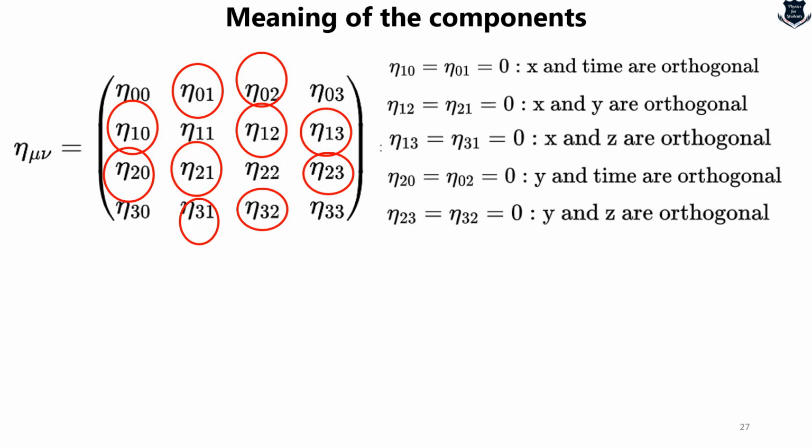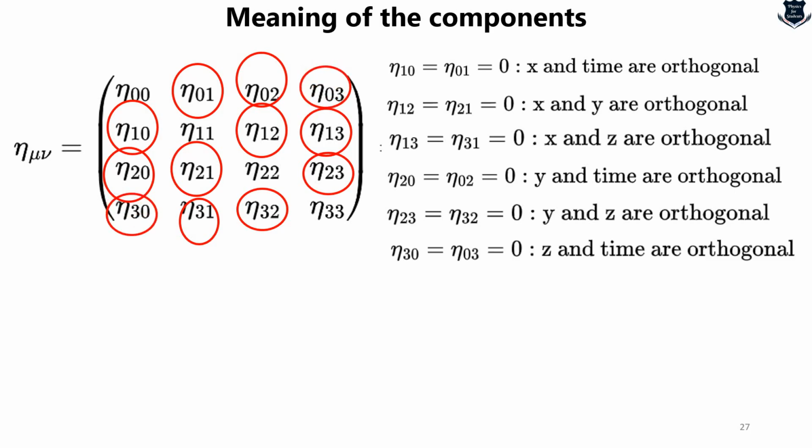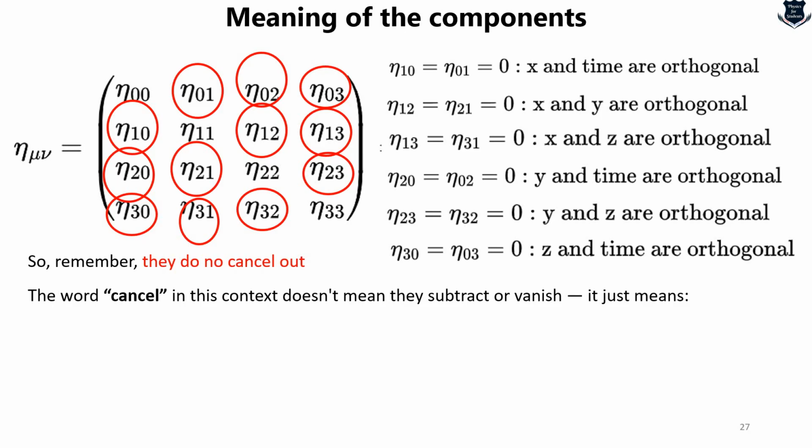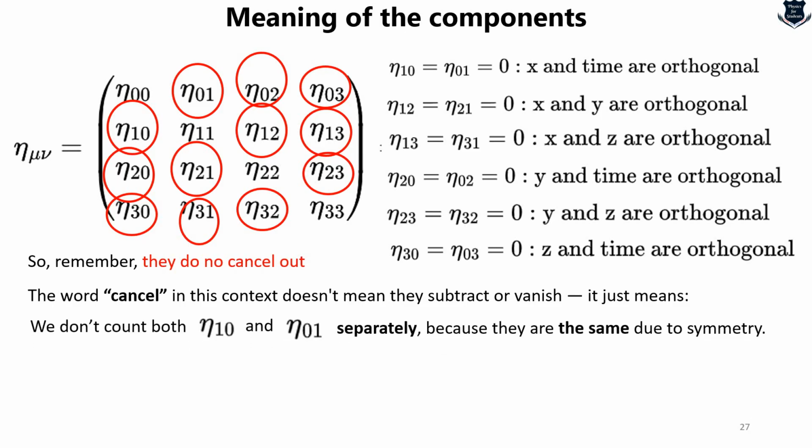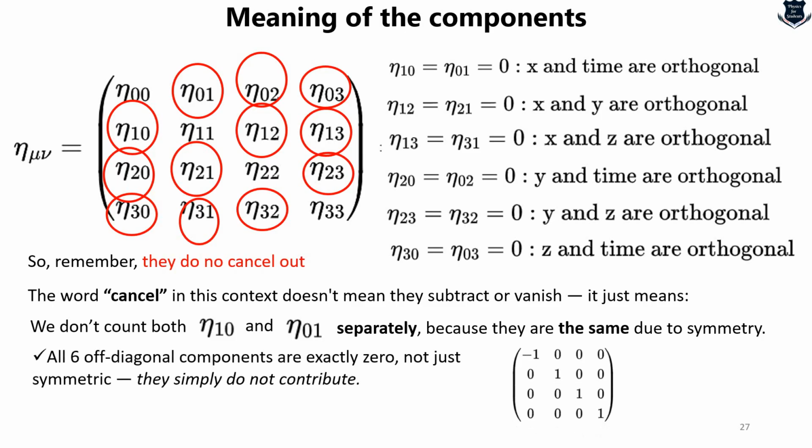Remember, these are not cancelling out. So 1, 2, 3, 4, 5, 6: we get 6 components that don't really cancel out. The word cancel doesn't work. It actually means that we are not counting 1, 0, 0, 1, 0, 2, 2, 0, 1, 2, 2, 1 and so on, because we don't take them into account due to the symmetry. So all these 6 off-diagonal components are exactly 0. That means they are not contributing to the metric. So that is the reason we are not counting.